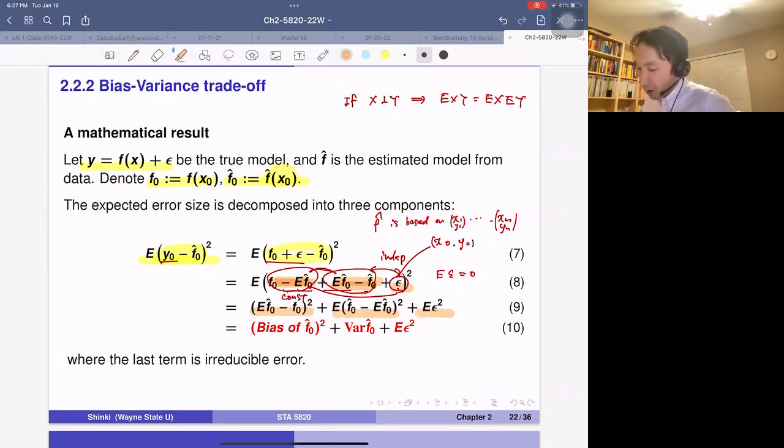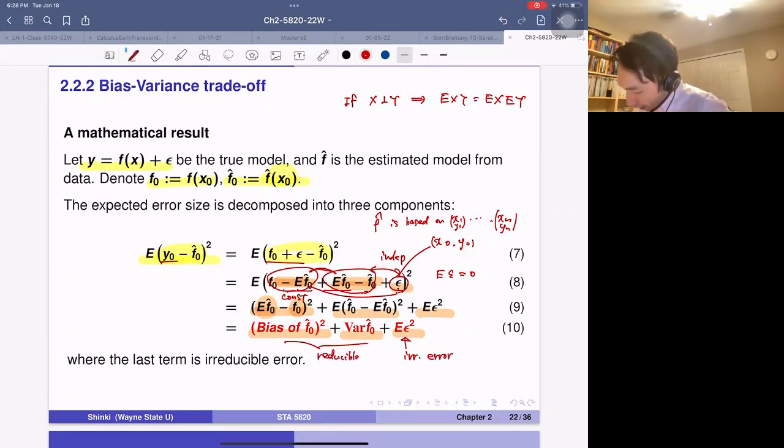And the first one is called the bias of f hat, because this is the difference between the expected f hat and the true f. So we can say bias. So the entire term is bias squared. And the second term is, by definition, the variance of f hat. And the third one is the expectation of epsilon squared, and this is the so-called irreducible error. So this part is reducible error. And reducible error is decomposed into the square of bias and the variance.